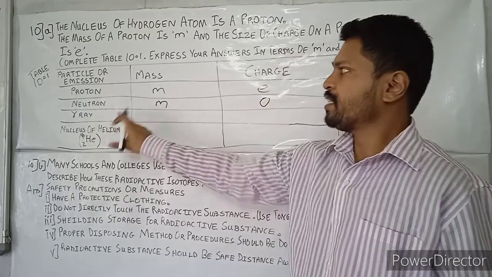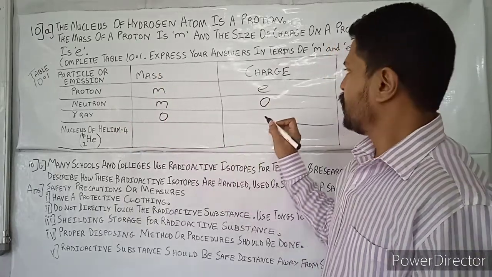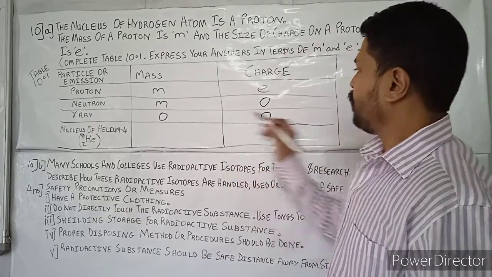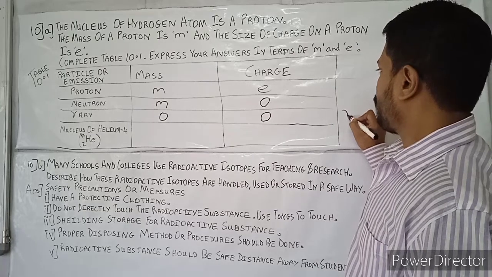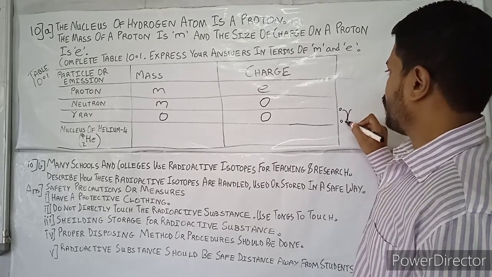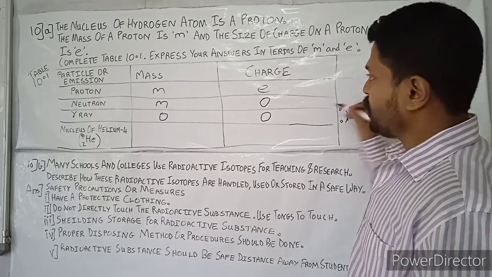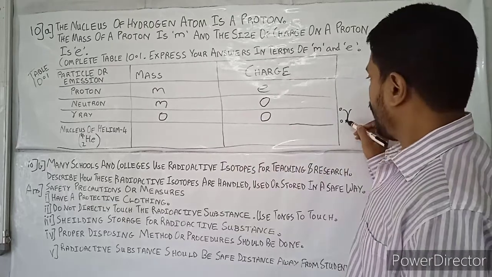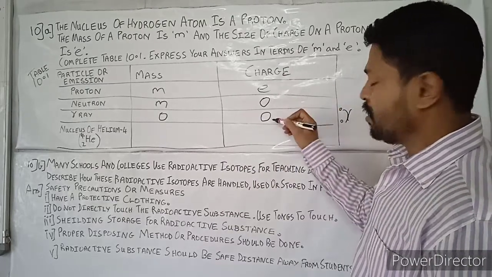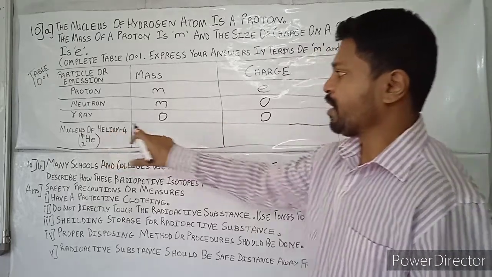Gamma ray, the mass is 0, the charge is 0. Why? Because gamma ray is written like this, and we put 0 here and 0 here. This is the mass number, so we put the mass number 0, and this is the number of protons, the charge is 0.